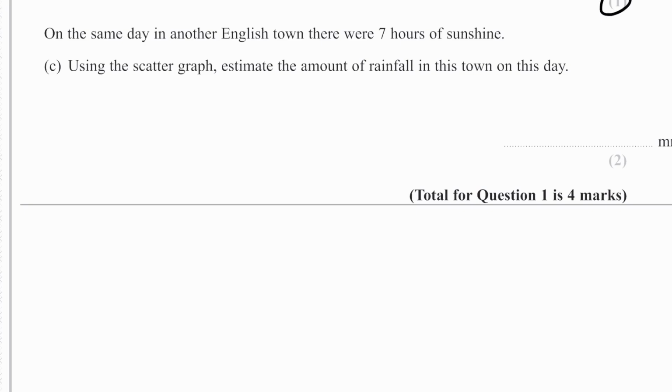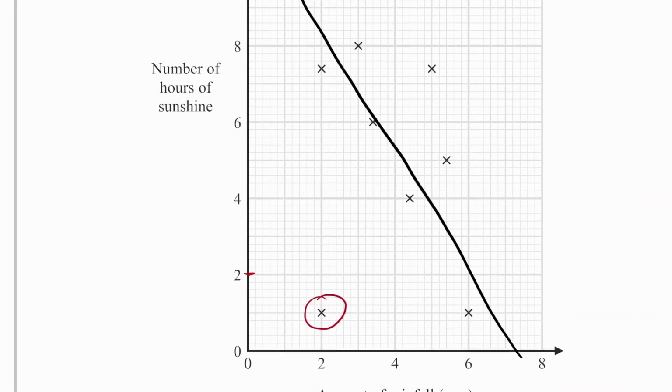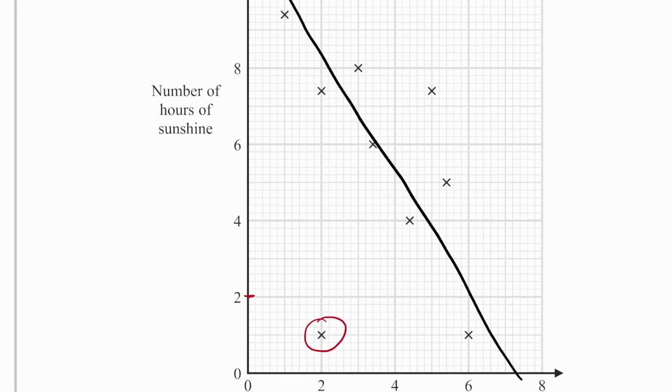Part C: on the same day in another English town, there were 7 hours of sunshine. Using the scatter graph, estimate the amount of rainfall in this town on this day. So again, we're going to go to our graph and estimate using it. Here you'd have to draw your line of best fit. Try to draw a better line than this because you should have a ruler.